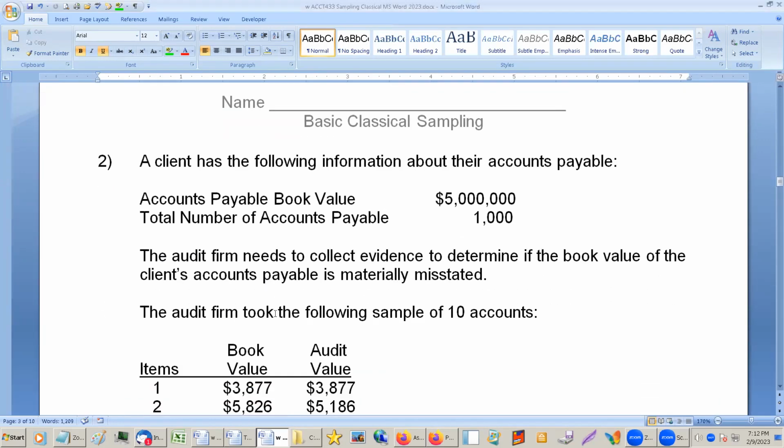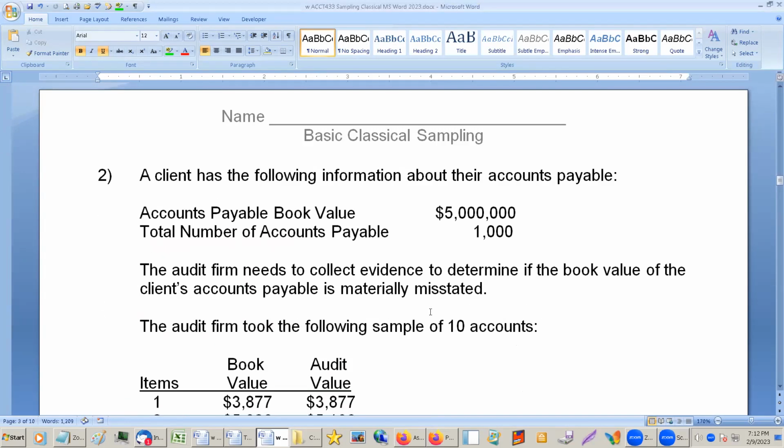Okay, classical sampling. I did a terrible thing to you guys. I showed you how to pick a random sample. They generally don't do that on the CPA exam. They don't have you picking a random sample.